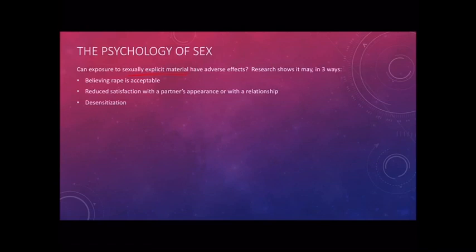But really the bigger risk are these last two. Reduced satisfaction with your partner's appearance or with a relationship that you have, because your standards are just ridiculous compared to the people that you're seeing in sexually explicit films, let's say. And then the third is desensitization. The more you view and watch pornographic material, the more you just become used to it, and it desensitizes you to what the full experience of sex is with a real, living, face-to-face person.